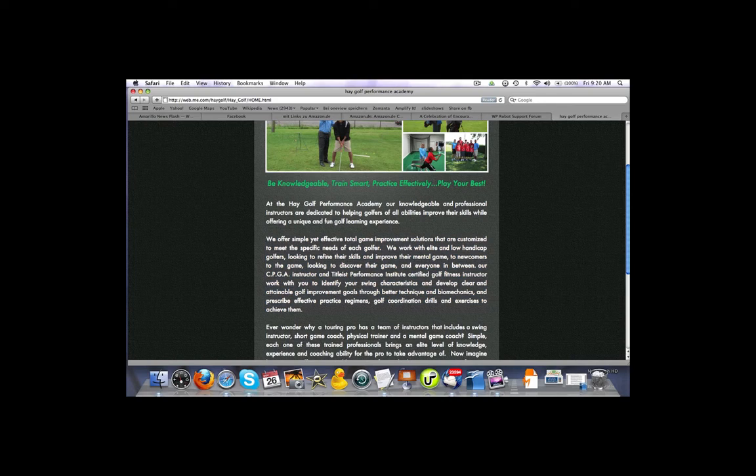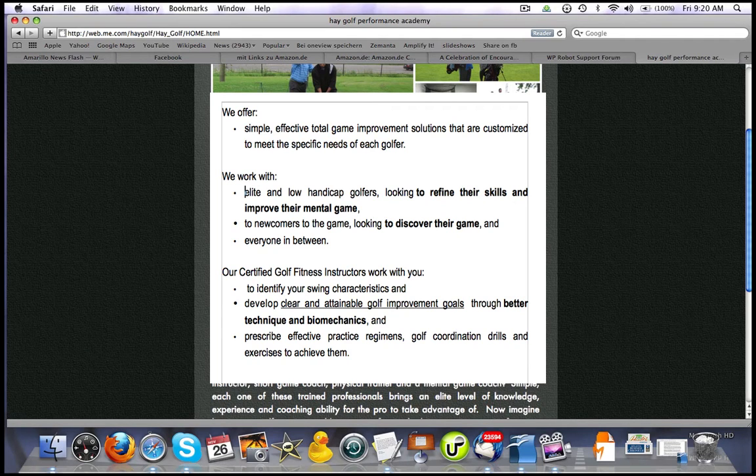I would put it as what we offer, but I would put it up larger, and then I would put bullet points. We offer total game improvement as a bullet point, right? We work with elite and low handicap golfers who are looking to refine their skills. So every time you have a comma here, this is a new bullet point: newcomers to the game to discover their game, and everyone in between. Okay, so we want to make this easier to read.